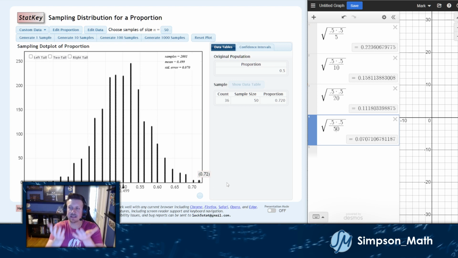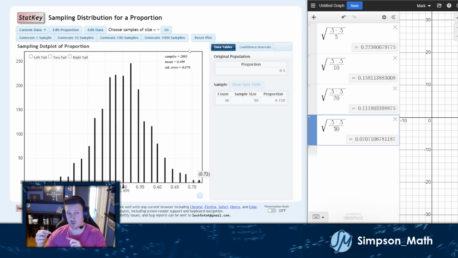So remember, as our sample size increases, the likelihood of getting those really weird numbers decreases, and this gets smaller and smaller and smaller. That's why our standard error gets smaller. So hopefully, seeing this graph helps.